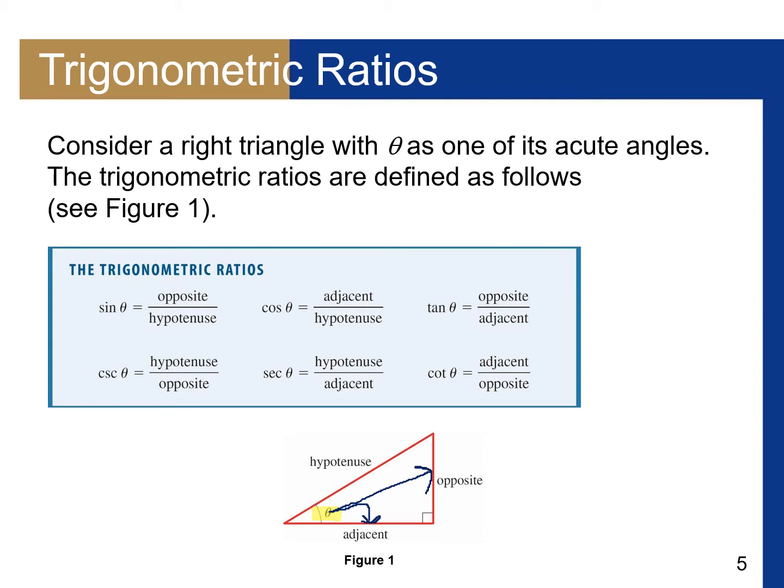So here we have opposite over hypotenuse, adjacent over hypotenuse. Tangent is opposite over adjacent. Obviously, if you divide the sine and the cosine ratios, the hypotenuse will reduce and leave you with opposite over adjacent. Then the reciprocals of these functions below would just be the flip of sine. Cosecant is hypotenuse over opposite, secant is hypotenuse over adjacent, and cotangent is adjacent over opposite.